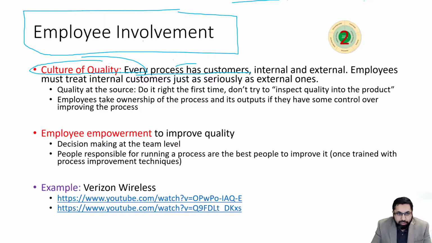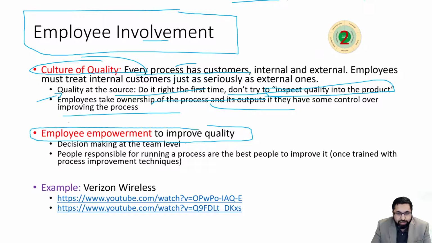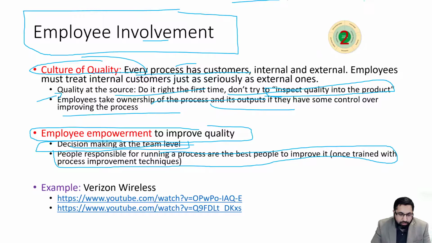Right, so this has to do with quality at source. Do it right the first time. Don't try to inspect quality into the product, but actually produce things which are defect-free. Employees take ownership of quality. Their role is not just to produce volume, but to produce things of the desired quality. You empower the employees, which means you give them decision-making ability to make small changes that can improve quality. Larger changes might have a chain of approval, things like that. Right? So you give people the tools, teach them how to improve quality, how to analyze problems, and then you let them go and do it.